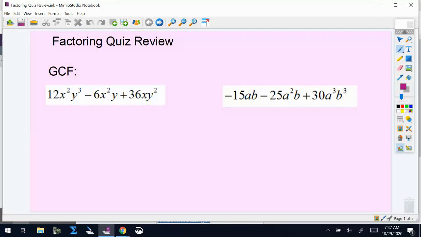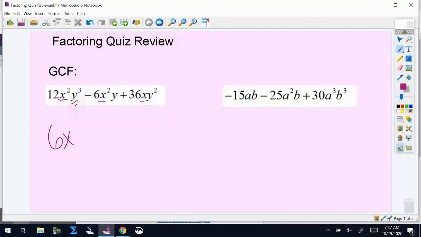I think the Delta Math ones are a little more simplistic as far as the amount of stuff you have to take out. So the first thing you want to do is look at numerically what the biggest factor is. So if you look at the first one, 12, 6, and 36, the greatest common factor between those is 6. And then you're going to look at your x's. You have x squared, and just an x. You can only take out just a single x because this last term only has one.